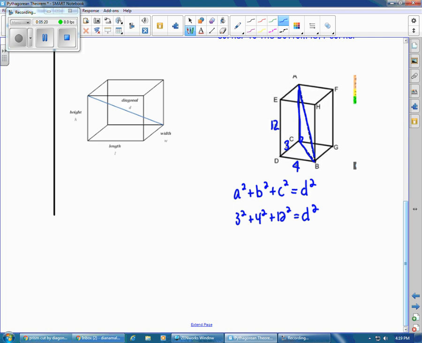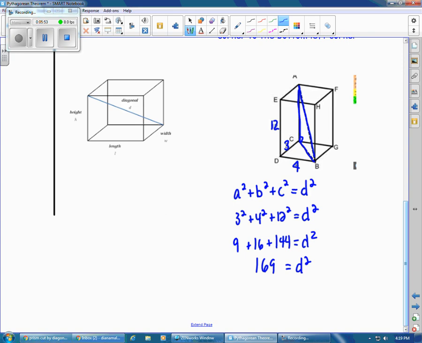So 3 squared, you should know by heart, I hope, 9. 4 squared is 16. 12 squared, if you don't know it by heart, you should be trying to memorize all of your perfect squares up to, I would say, at least 15, and that equals D squared. So let's now add 9 plus 16 plus 144, and that equals 169. Hopefully you might even recognize 169 right now.